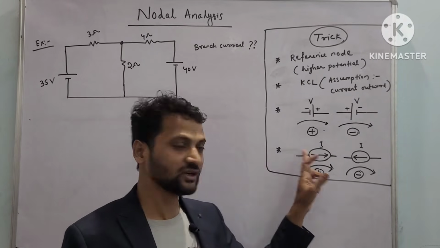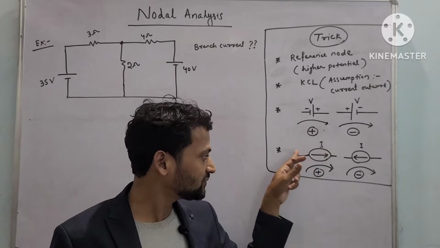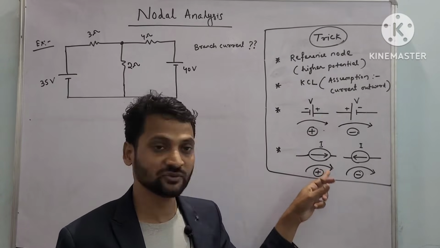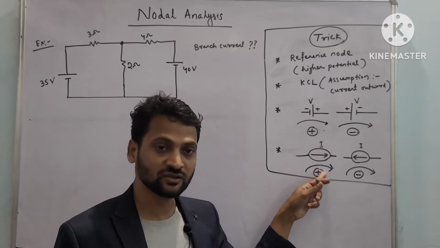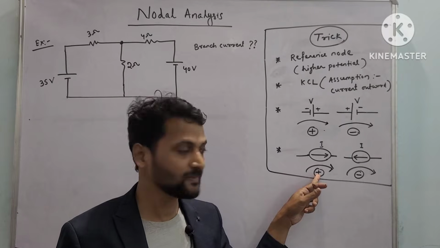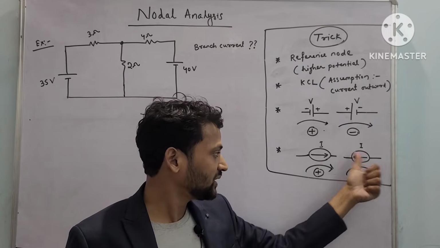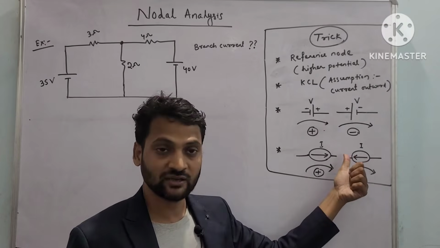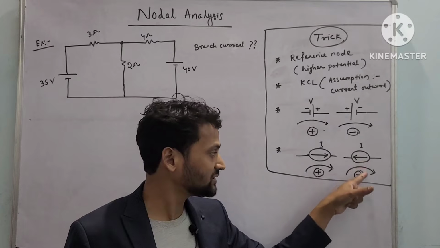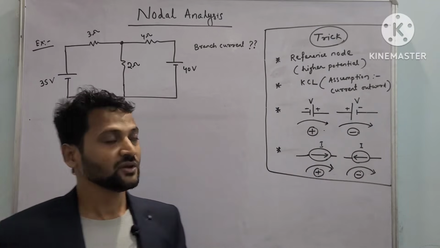Similarly, if we have a current source of magnitude I, with the direction of current given in the circuit, and this is our assumed direction, if both directions match, the sign of current will be taken as positive. Similarly, the reverse will be negative. What does reverse mean? If the current direction given in the circuit is from left to right, and our assumption is against or opposite to that, it will be considered negative.